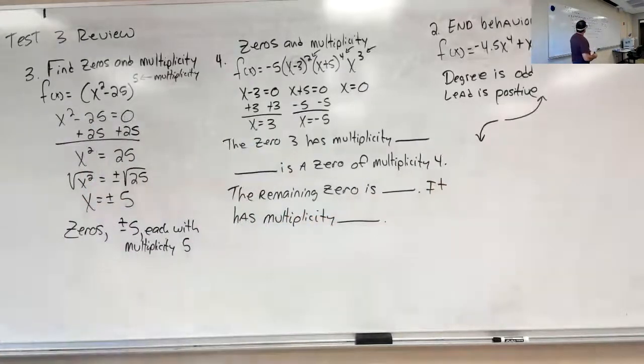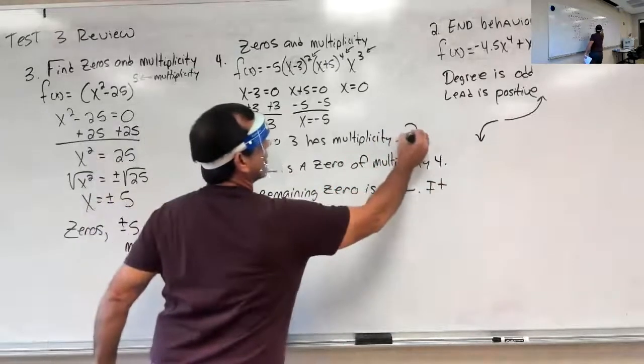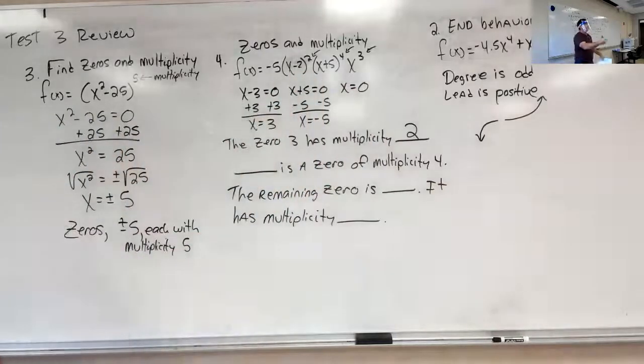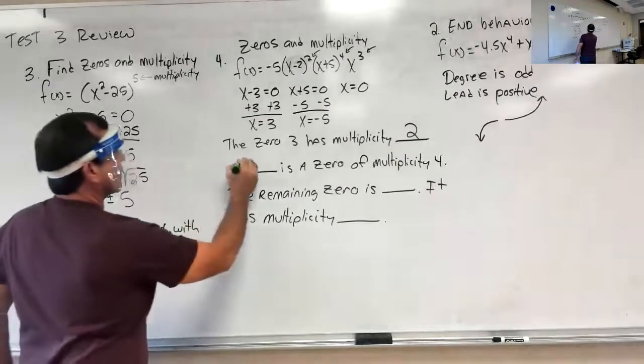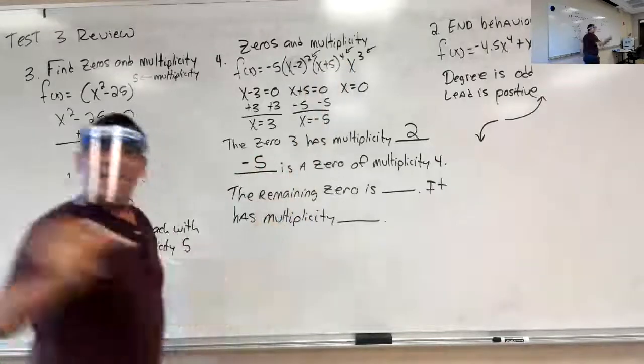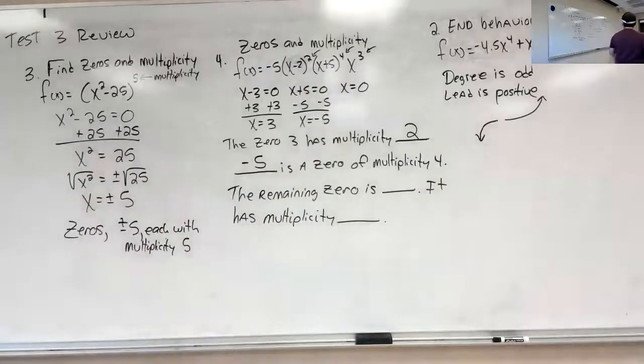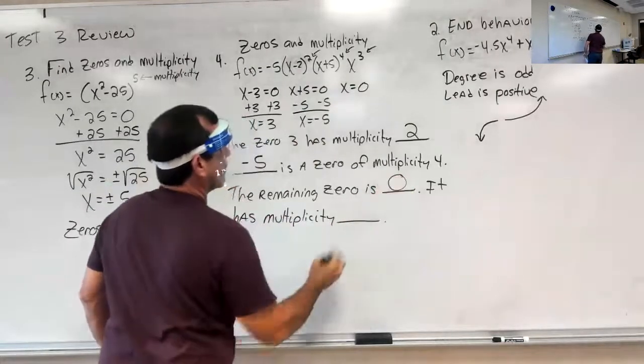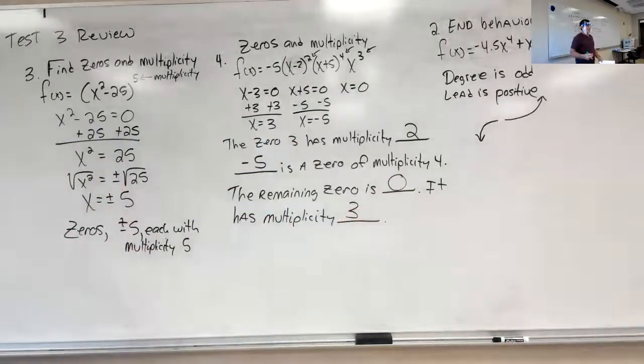So the 0, 3 has a multiplicity of 2. There you go, because that's the exponent that came out of the factor where she got that answer. Negative 5 is a 0 of multiplicity 4, because that came out of the factor that had the 4 sitting there. And then the remaining 0 is 0, which has multiplicity of 3. And that's it. So if you didn't get that right when you're solving it, you'd be out of place when you started trying to do these answers in there, okay?